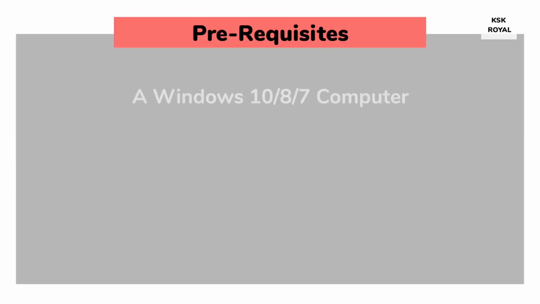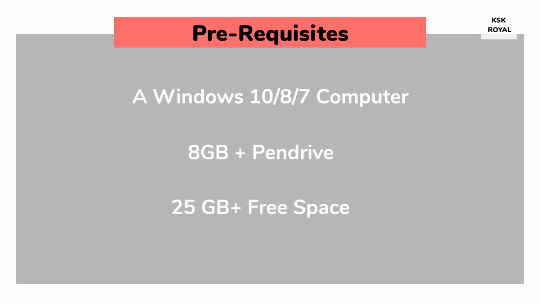The prerequisites of this video: you need Windows 10 running on your PC or laptop. Next, you need an 8 gigs or higher pen drive to create a bootable disk with Kali Linux. Lastly, you need to reserve a free space of 20 gigabytes or higher from your drive. That being said, moving into step number 1, downloading the required files.